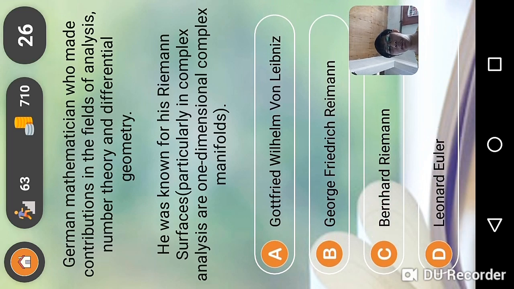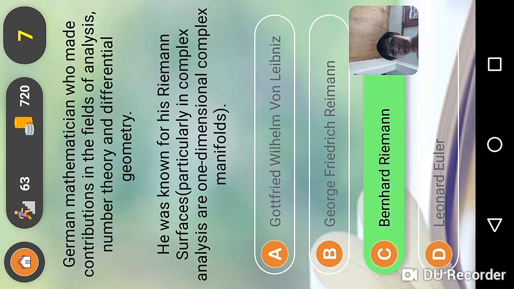German mathematician who made contributions in the fields of analysis, number theory, and differential geometry. He was known for his Riemann surfaces, particularly in complex analysis or one-dimensional complex manifolds. Bernhard Riemann.